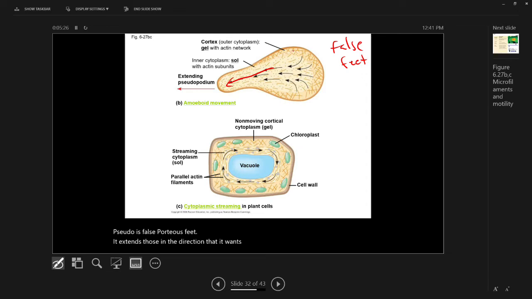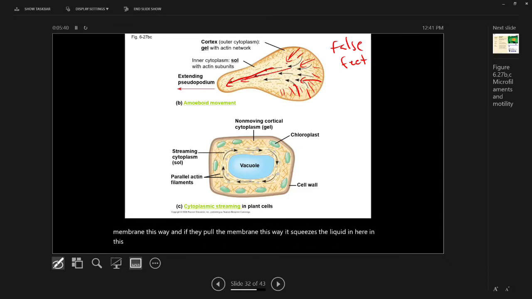And the way it does that is all these actin filaments right here, all these microfilaments, will sort of cross-link together and pull the membrane this way. And if they pull the membrane this way, it squeezes the liquid in here in this direction, kind of like you're squeezing a water balloon that bulges out on one side.